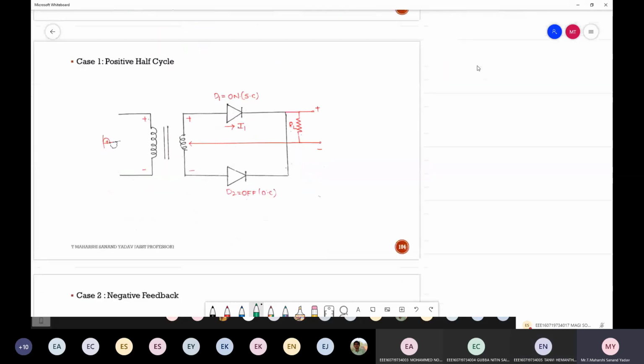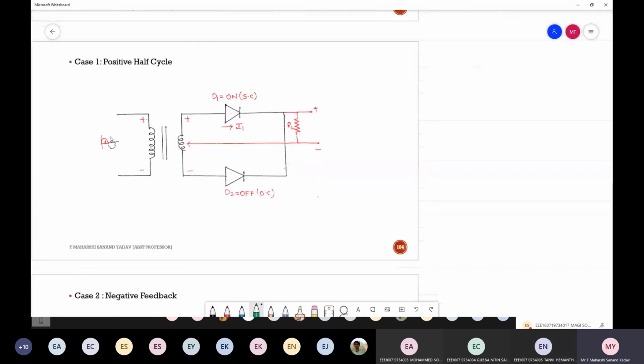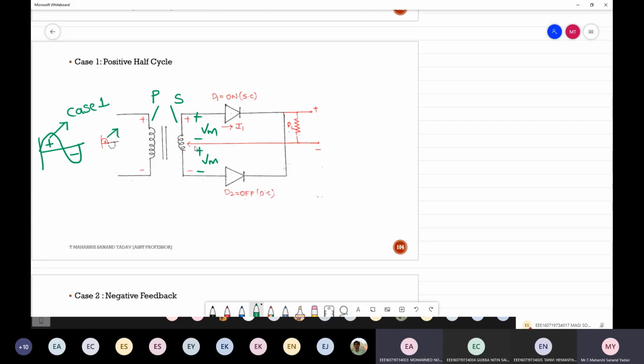So for the positive half cycle, we know that the input is sinusoidal in nature, which contains positive as well as negative halves. In this case 1, I'm applying only the positive portion at the input end, so that the same gets propagated to the secondary winding. This is the secondary winding, this is the primary winding. Suppose this is positive, this is negative, this is positive, this is negative, and here I'm considering VM and here VM. Now tell me which diode will get on and which one will be off, and why.